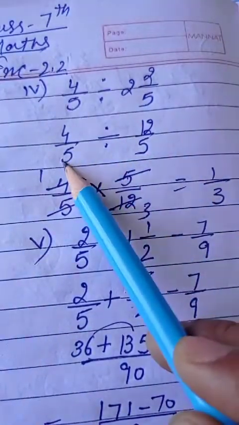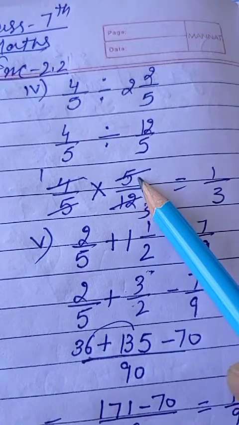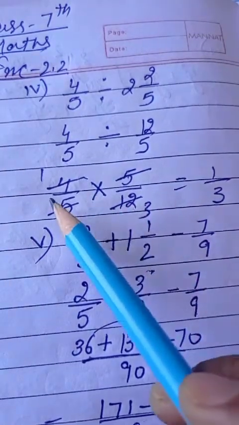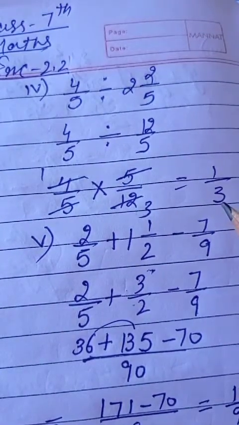How to divide the fraction? Division sign will change to multiplication and you have to reciprocate it. It will become 5 by 12. Now you can convert it to the lowest form. Your answer is 1 by 3.